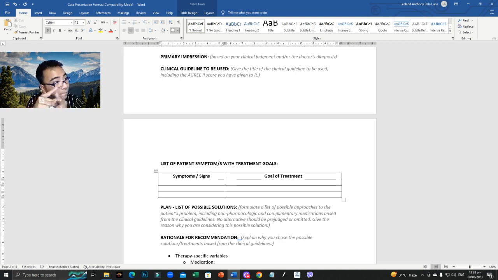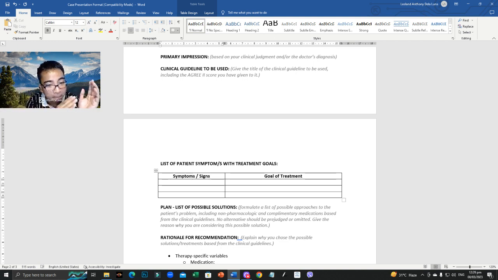So what's the goal of the treatment? It's to alleviate headache. Or nakita nyo may hypokalemia. Patient has hypokalemia. So what's the goal of treatment? Return the potassium levels back to normal. Very important, class, especially when you're starting to treat our patient.